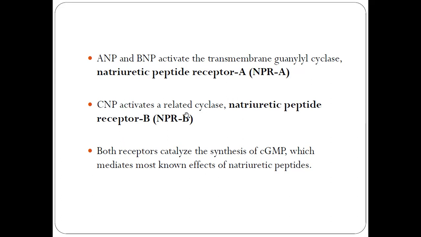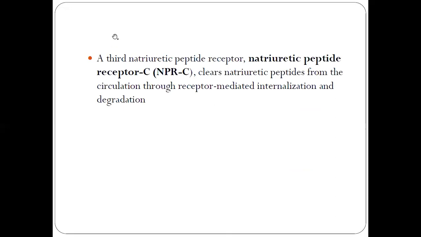C-type natriuretic peptide activates a related cyclase, natriuretic peptide receptor B. A third natriuretic peptide receptor, natriuretic peptide receptor C, clears natriuretic peptides from the circulation through receptor-mediated internalization and degradation. So this receptor is basically used for the clearance of the natriuretic peptides from the circulation.